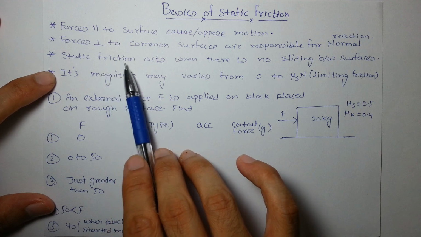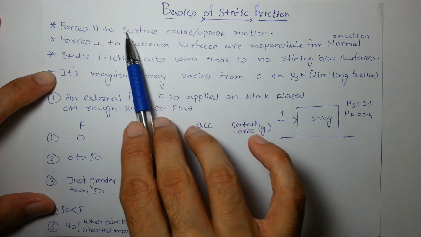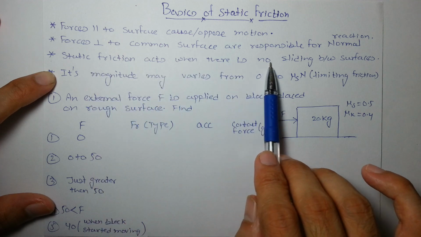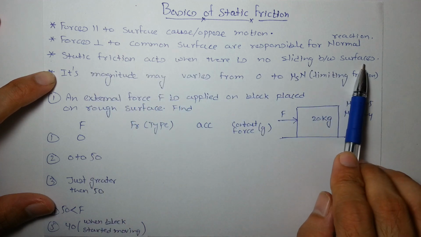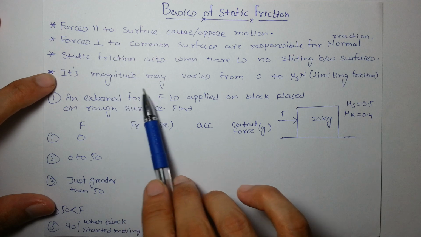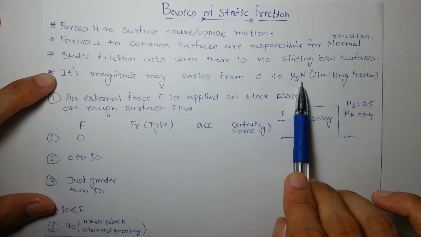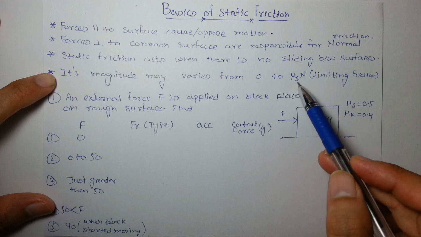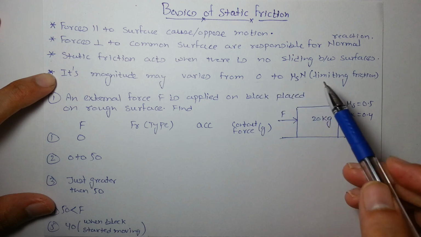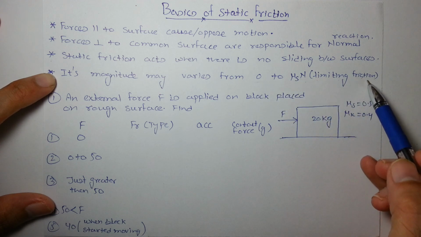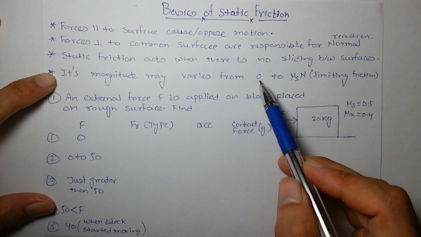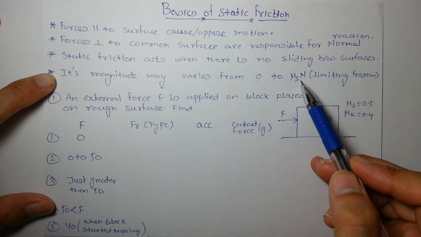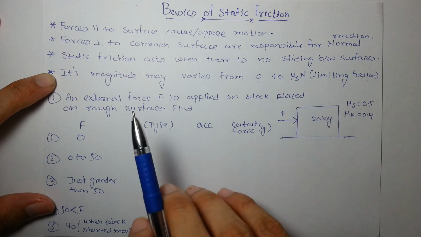Okay, so static friction tries to oppose these forces. Static friction acts when there is no slipping or sliding between the surfaces. Its magnitude may vary from 0 to mu s N. 0 is the minimum value of static friction. Mu s N is the maximum value of static friction, which is also called limiting friction. So its value may vary from 0 to mu s N. It is not necessarily mu s N in all the cases.